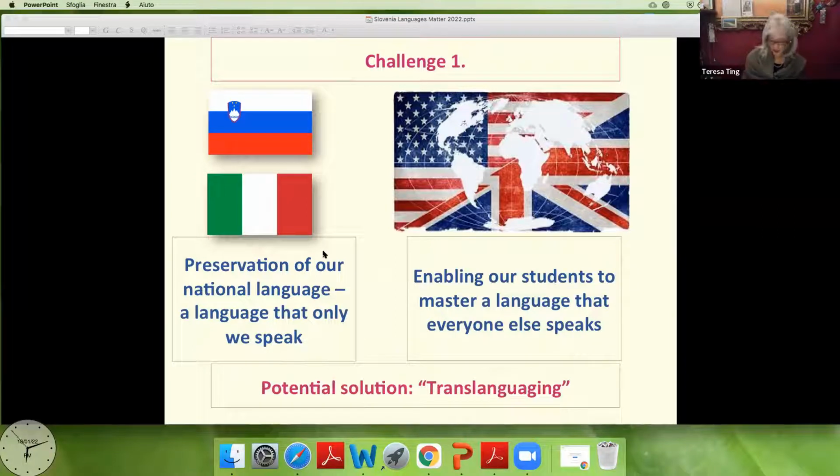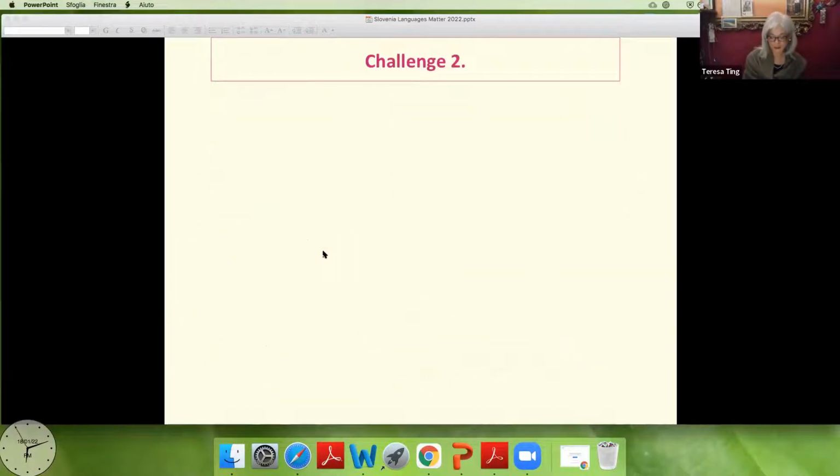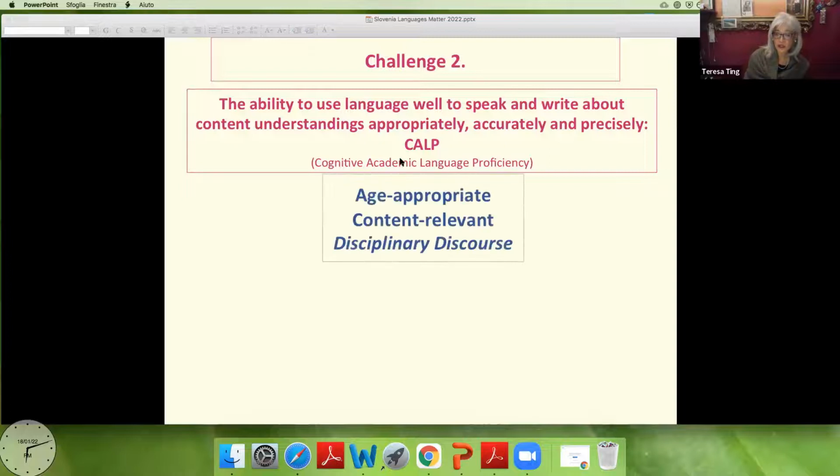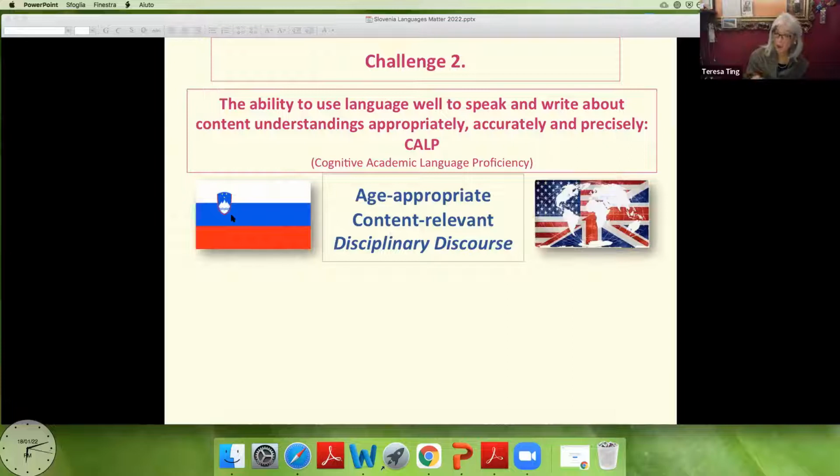And the potential solution, like I said, would be translanguaging. Okay, challenge number 2. Let's do this again because this is important. The ability to use language well, to speak and write about content understandings appropriately, accurately, and precisely. This is CALP, Cognitive Academic Language Proficiency, which we talked about, which is age appropriate and content relevant. And that's what students need in both L1 and the foreign language. Giusto, okay? So that's what we should be aiming for.